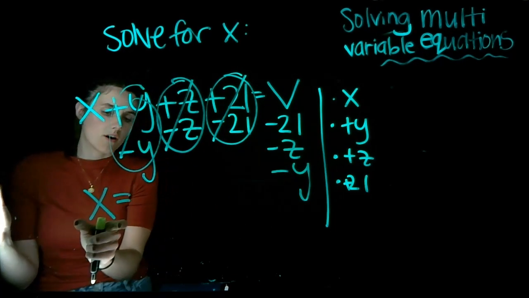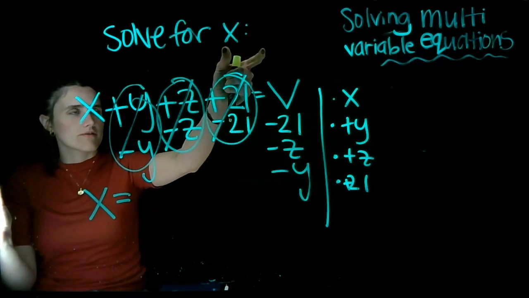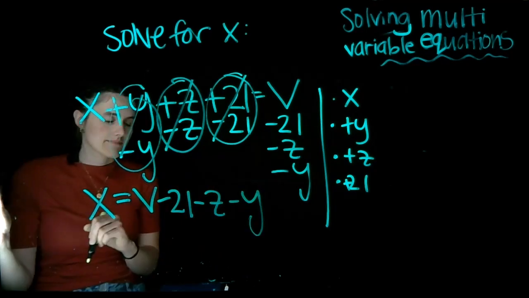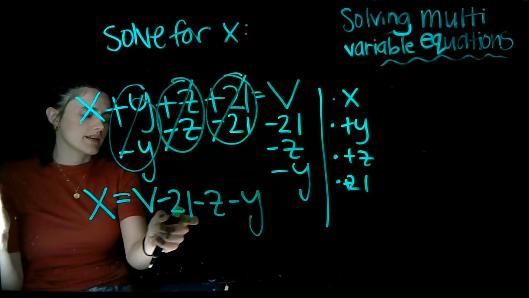So now I am just left with this x value. X equals, it's all by itself, which is exactly what I want when I'm solving for x, v minus 21 minus z minus y. And we can just leave our answer like this because there's not any terms that we can combine.